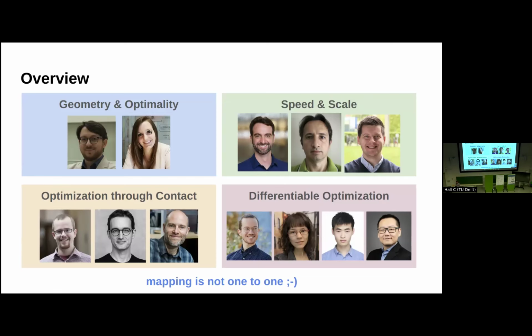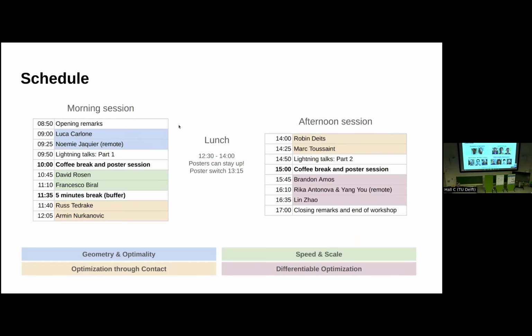So we will have this morning, let me just go to the schedule. So this morning we will have 2 talks about global optimality and geometry, then lightning talks, the coffee break and poster session. So the posters will be here in the room. I believe the coffee will be somewhere outside. I trust you, you can find the coffee. Someone will find it and tell everyone.